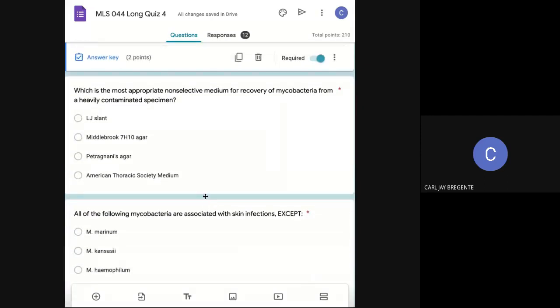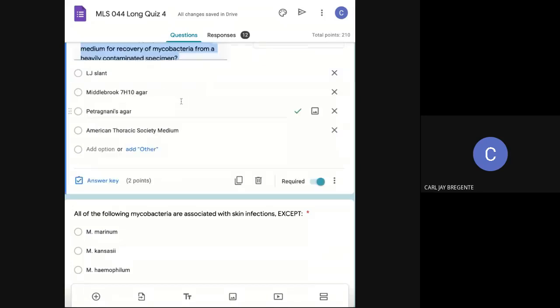Which is the most appropriate non-selective medium for recovery of mycobacteria from a heavily contaminated specimen? So that is Petragnani agar. The definition of this agar class is found sa inyong module. Nasa module 27 o 28.